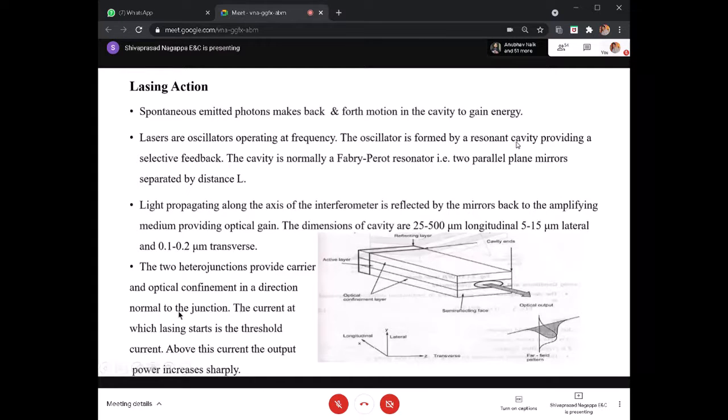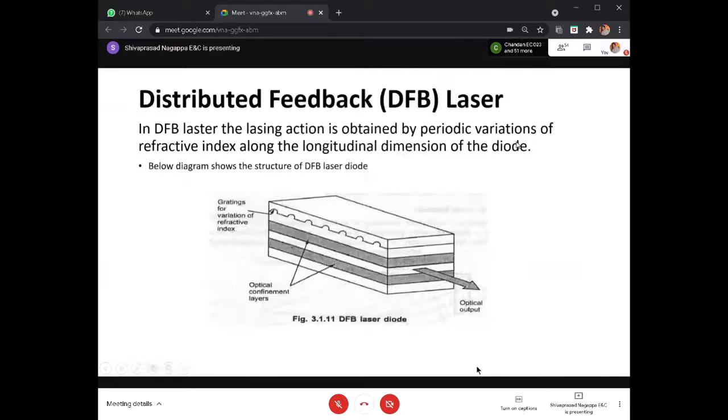Confinement to the junction. The current at which lasing starts is called the threshold current. So the lasing action: as and when it goes, it hits and liberates photons. The photons again hit and again liberate more. That process we call lasing action. Whenever, as I said, it moves in a back and forth motion, it gains energy. I'll tell you that in this.